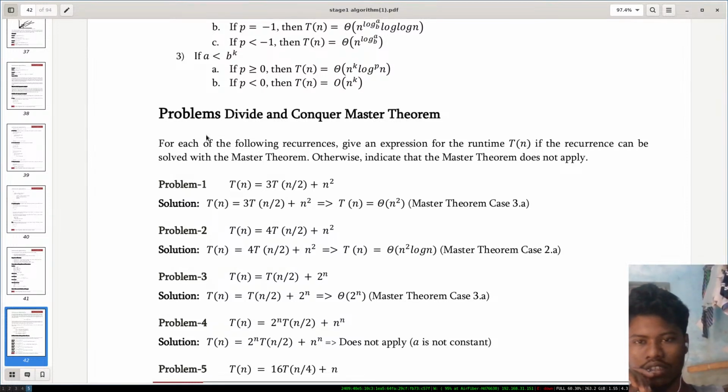Runtime of T(n) is 3T(n/2) plus n square. The runtime equal to 3T(n/2) plus n square, that is runtime of O(n square), master case 3.